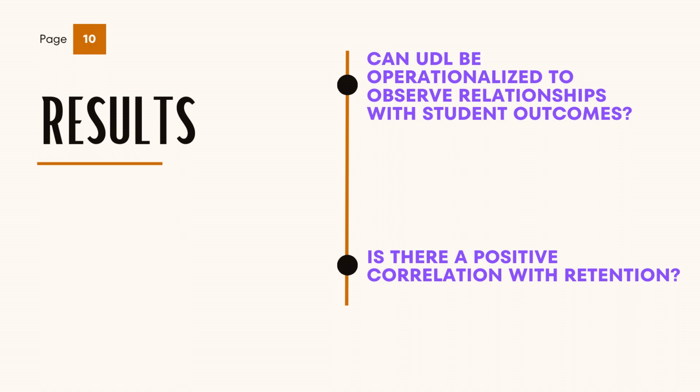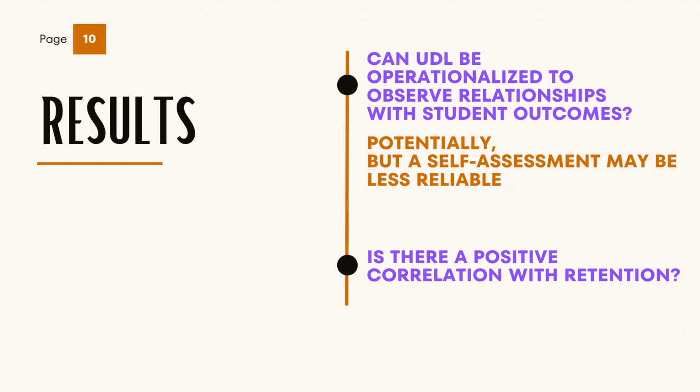So for the results, there's two essential questions. Can UDL be operationalized to observe relationships with student outcomes? And is there a positive correlation with retention? For the first question, potentially, but a self-assessment may be less reliable. We'll get into that a little bit more, but basically the results were mixed. And for the second question, a conflicted result. We'll look at that on the next slide.